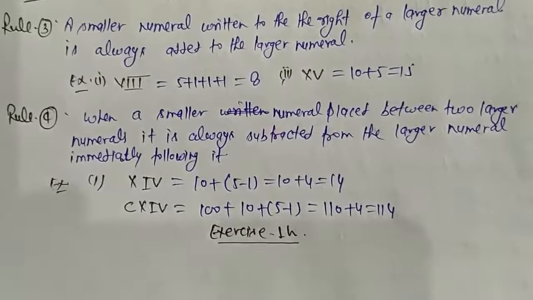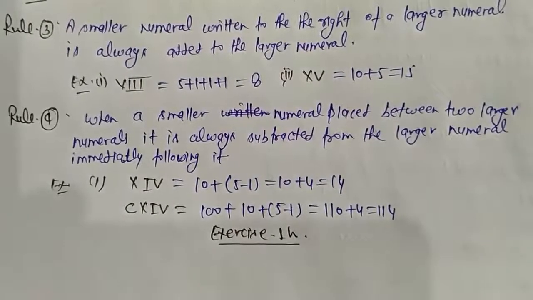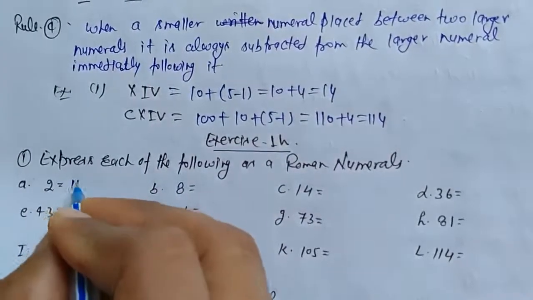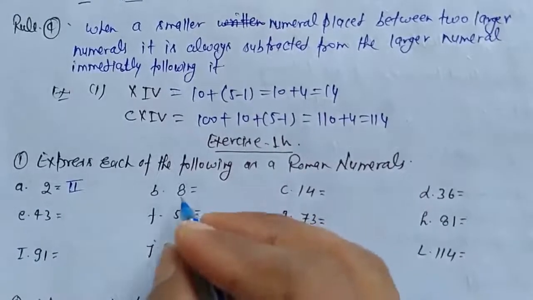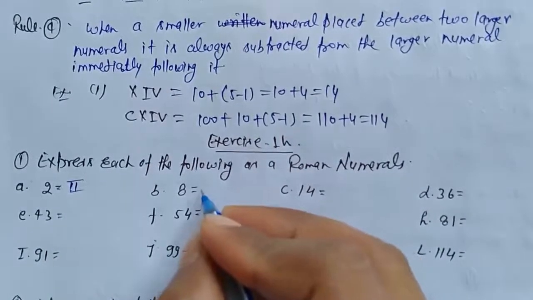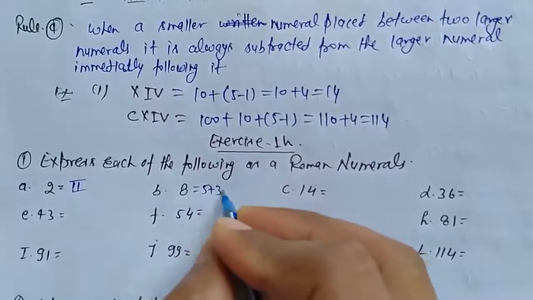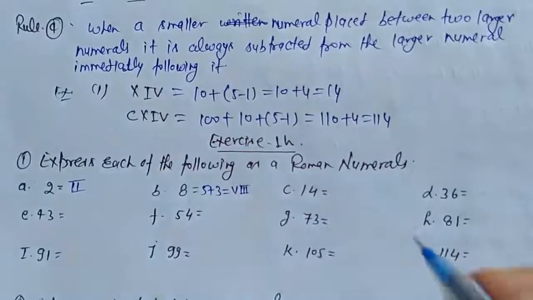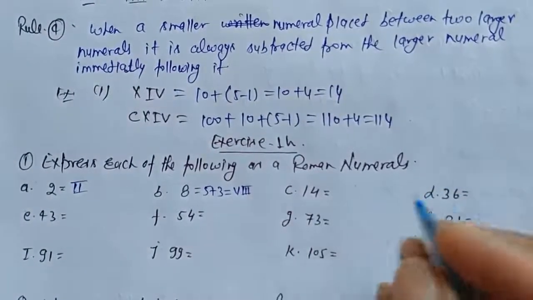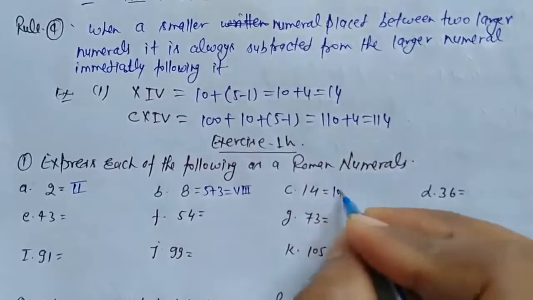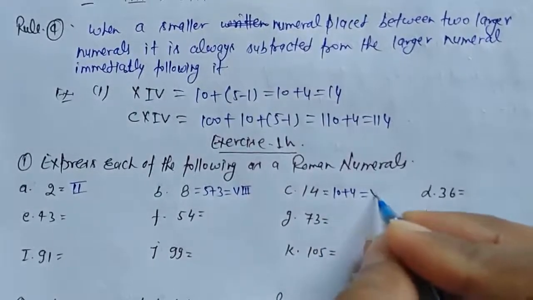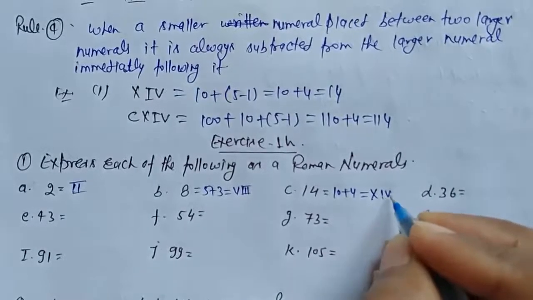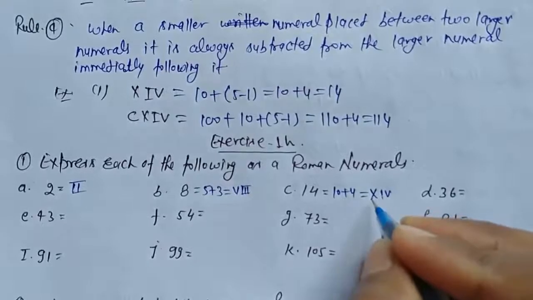The first question is: express each of the following as a Roman numeral. First is 2. 2 is written as II, I 2 times. Second is 8. 8 is written in Roman numerals as 5 plus 3, that is V and 3 times I. That is the representation of 8. Next is 14. 14 is written as 10 plus 4, and 10 is represented by X and 4 is represented by IV, because IV is 5 minus 1, 4. 10 plus 4 is 14.